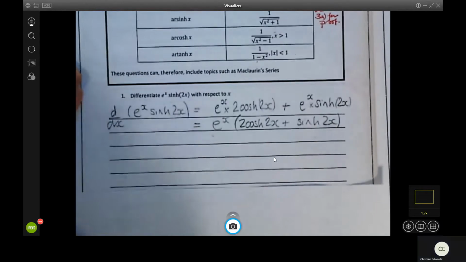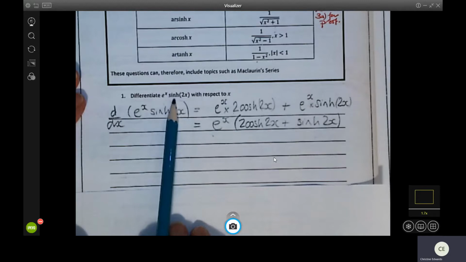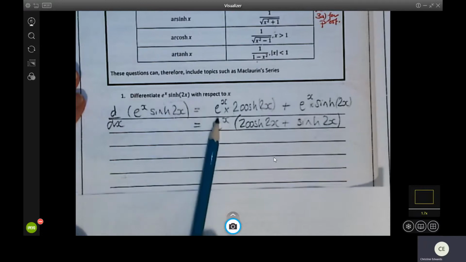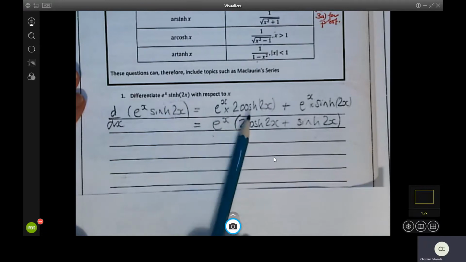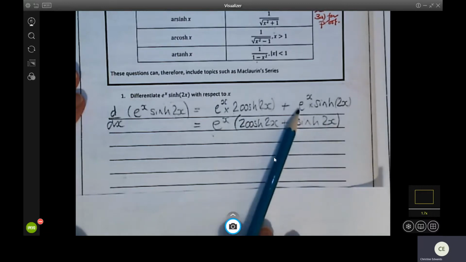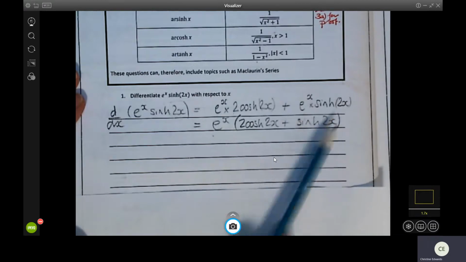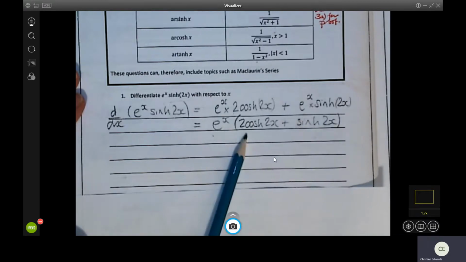Now let's have a look at the other questions on page 43. We're being asked to differentiate e to the x multiplied by sinh of 2x. Therefore, we are being asked to differentiate a product, and we apply the product rule, leaving e to the x alone, differentiating hyperbolic sine, differentiating e to the x, and leaving sinh of 2x alone. We then factorise by taking e to the x out.